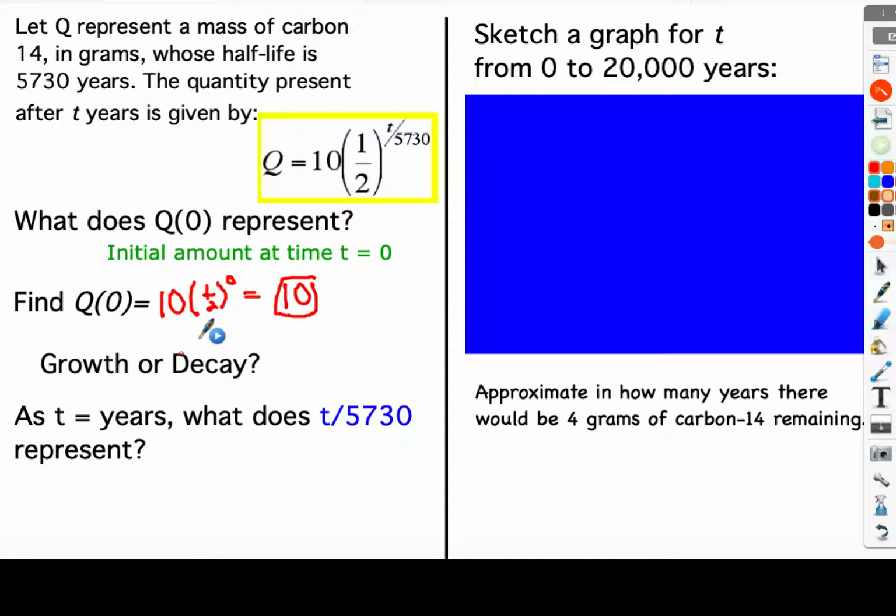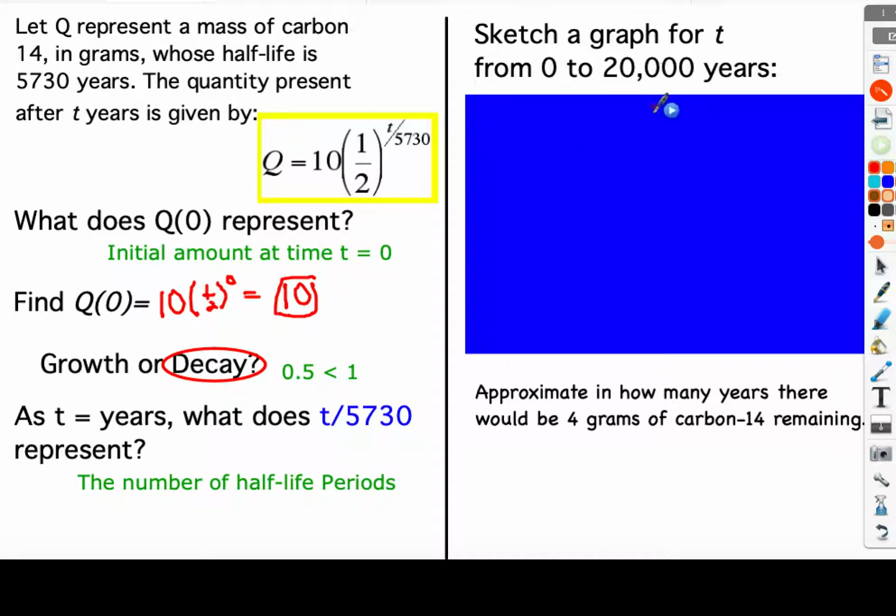Is this a growth or a decay function? Well, as we said, it's 1/2 to the power, so it's definitely going to be decay. 0.5 is less than 1. And as the years go along, what does t over 5730 mean? Well, if we plugged in 5,730, this exponent would turn into a 1. So 10 would be cut in half after 5,730 years. Basically, 5,730 is the half-life, as we would call it. It takes that many years for exactly half of our amount to be gone.